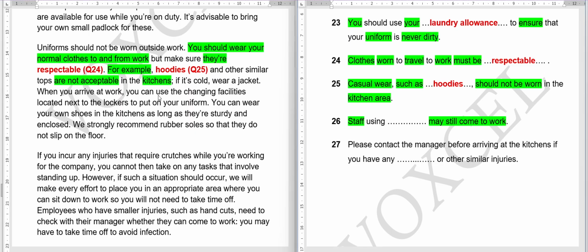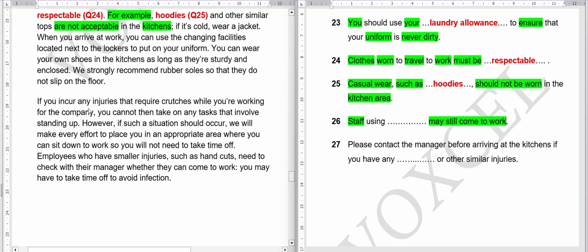When you arrive at work, you can use the changing facilities located next to the lockers to put on your uniform. You can wear your own shoes in the kitchens as long as they are sturdy and enclosed. We strongly recommend rubber soles so that they do not slip on the floor. So these are what you should wear, but we don't have this particular location right now. If you incur any injuries that require crutches while you are working for the company, you cannot then take any task that involves standing up.